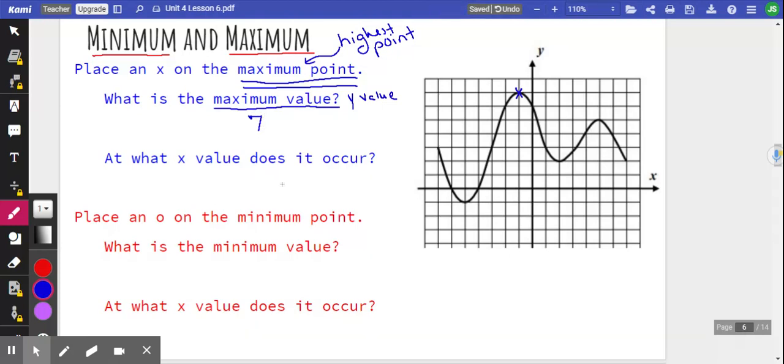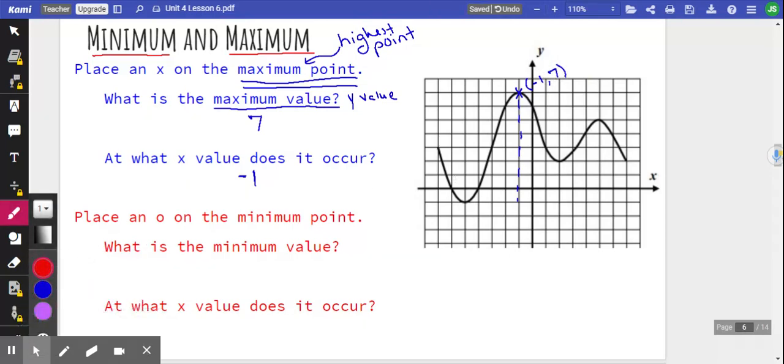At what x value does it occur? Now I want to see where it happens on the graph. If I follow this down to my x-axis, it happens right here at -1. That's because this point up here is the point -1, there's our x, 7 for the y.